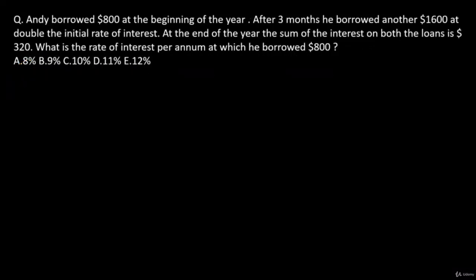Hi students, let's do this problem. Andy borrowed $800 at the beginning of the year. After 3 months, he borrowed another $1,600 at double the initial rate of interest. At the end of the year, the sum of the interest on both the loans is $320. What is the rate of interest per annum at which he borrowed $800?